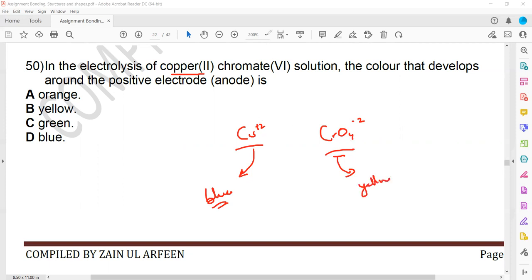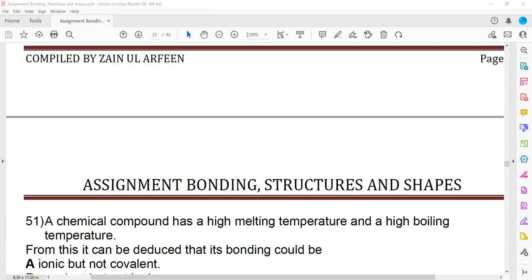Because copper is a positive ion, it is attracted towards the cathode, the negative terminal. So at the cathode, we'll see a blue color movement. And the overall charge of the chromate ion is negative, so it will move towards the anode. So if it moves towards the anode, what will we observe? The movement of the color, that will be yellow. So B will be the right answer. So you have to learn the colors of these ions such as chromate, dichromate, copper, manganate.